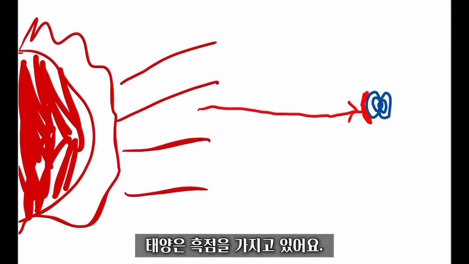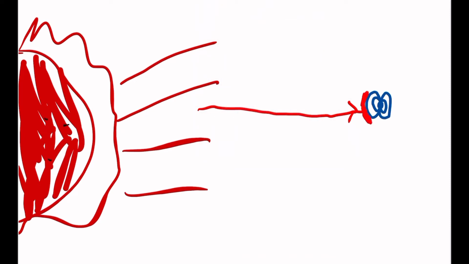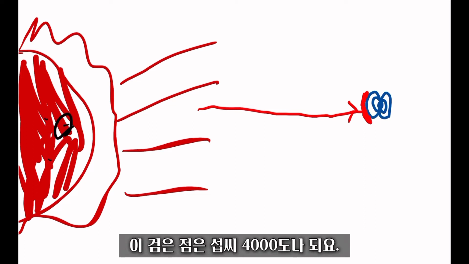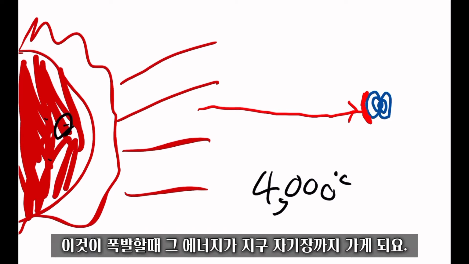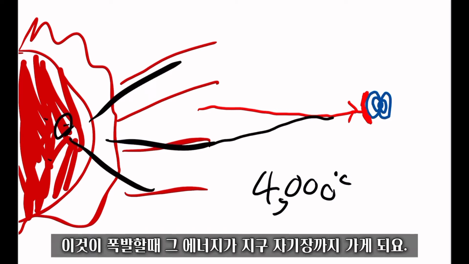You know, there are some black dots on the sun. Do you know what these are? These black dots are only 4,000 degrees Celsius. So when they explode, the energy comes to the magnetic field.